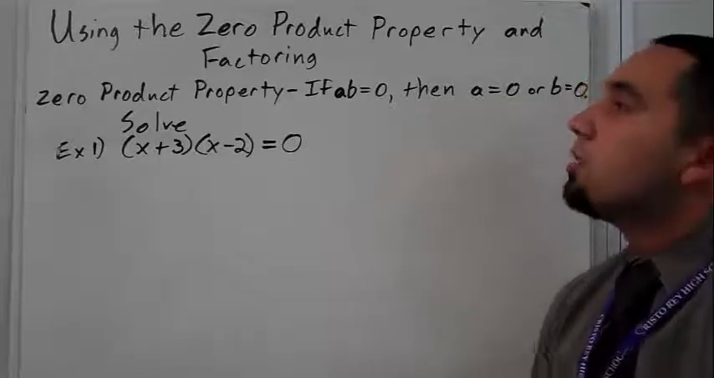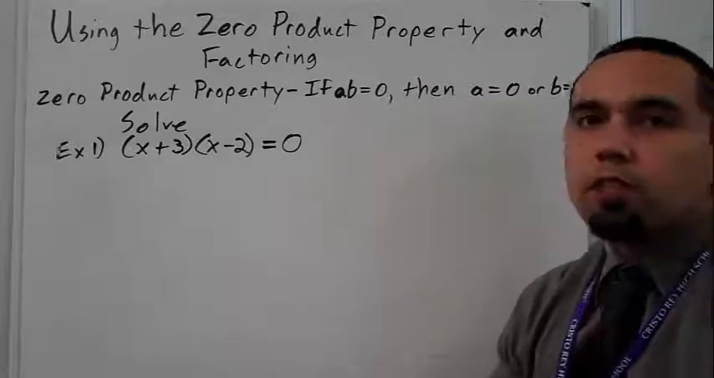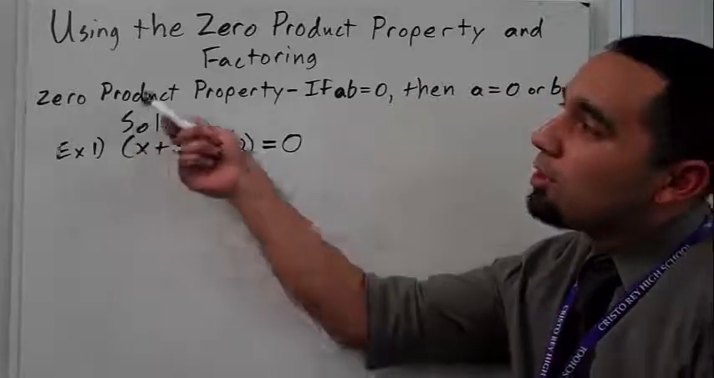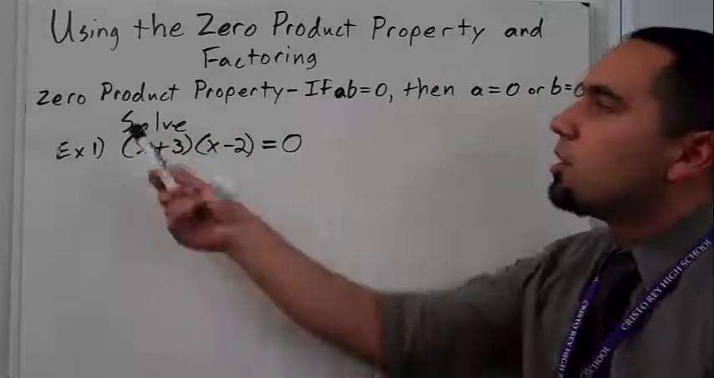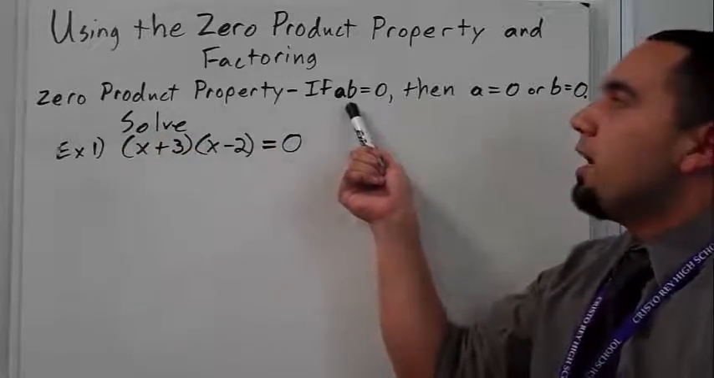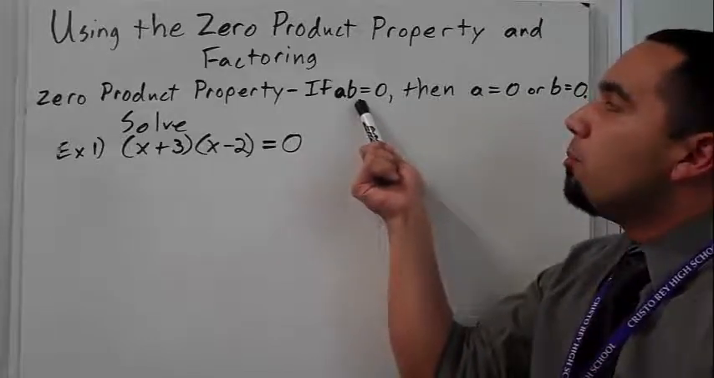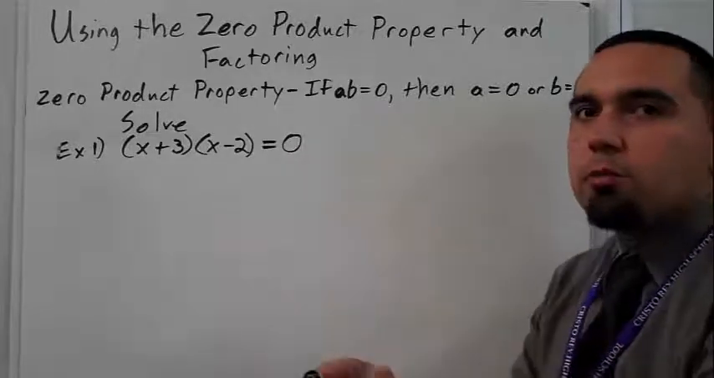All right, you guys, so this is using the zero product property and factoring. Okay, so first off, you guys already know the zero product property, but basically we just like to spell it out. So the zero product property says if A, B, and remember these are just two variables, if AB, and that means A times B, right?